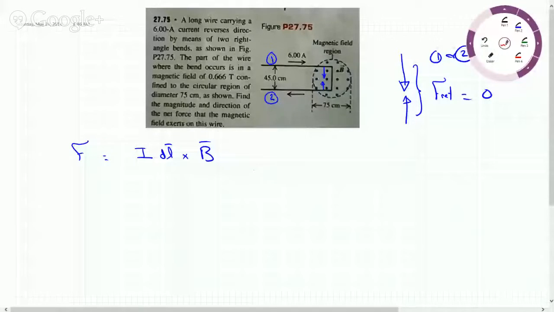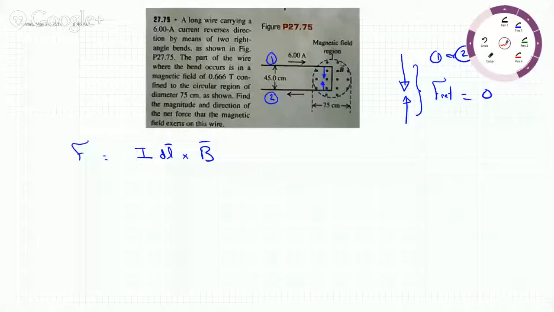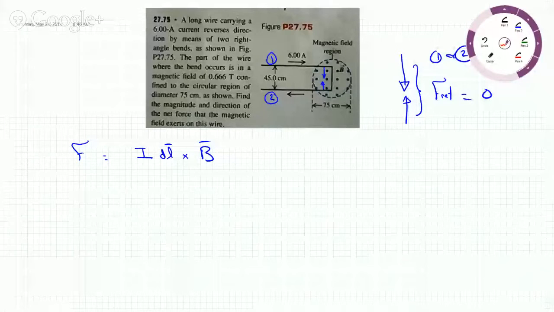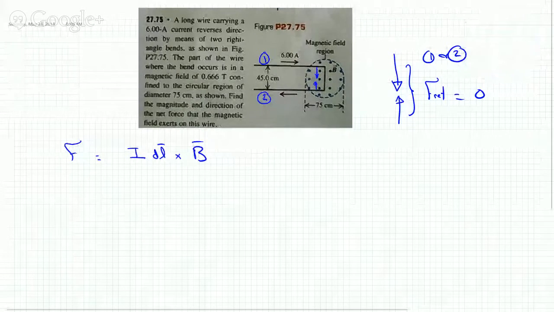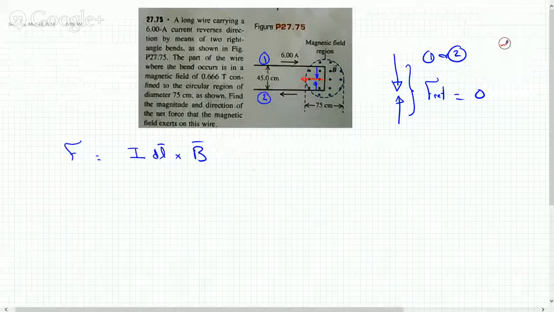Piece 3, the current is going down. So if you do the right-hand rule, the current dl is down in the negative Y, if I take my Y to be upwards positive, downwards negative. So down and then out of the page, and then the force will be to the left. So this is my F on segment number 3.